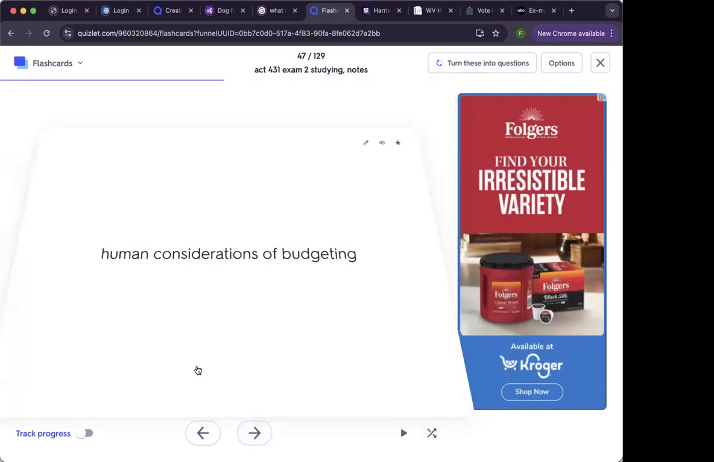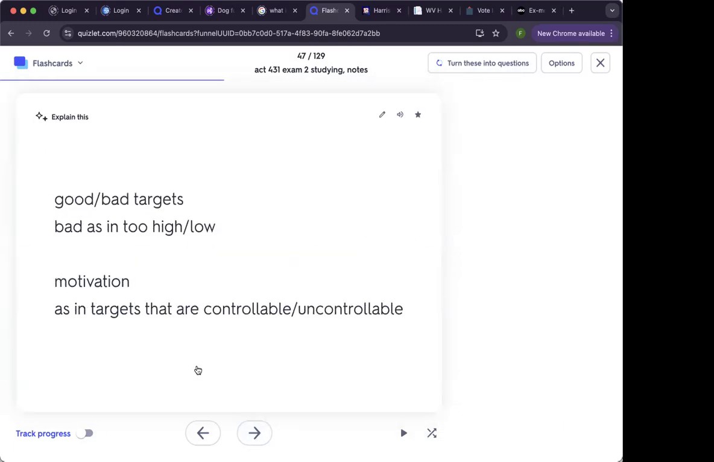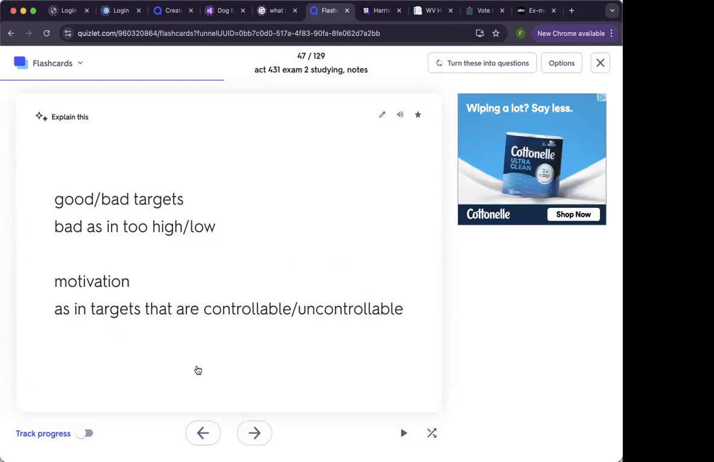Human considerations of budgeting for good or bad targets, and bad meaning, is it too high or is it too low? And also motivation, as in targets that are controllable or uncontrollable.